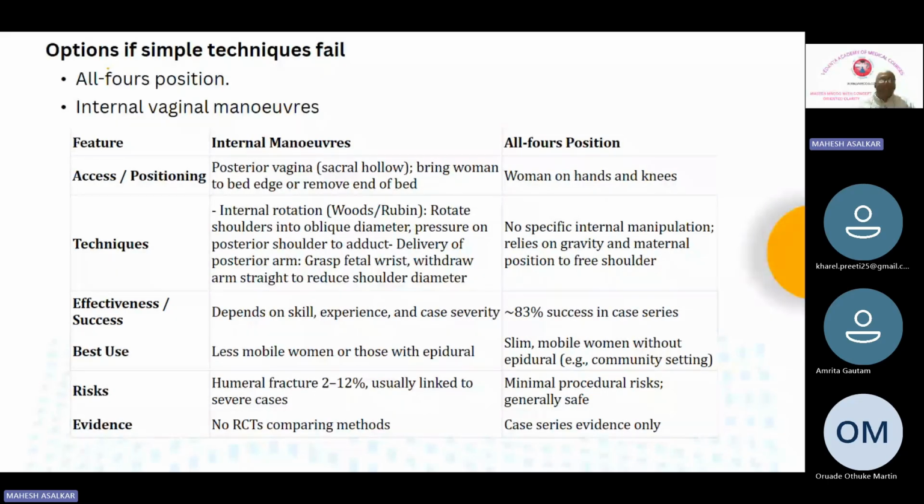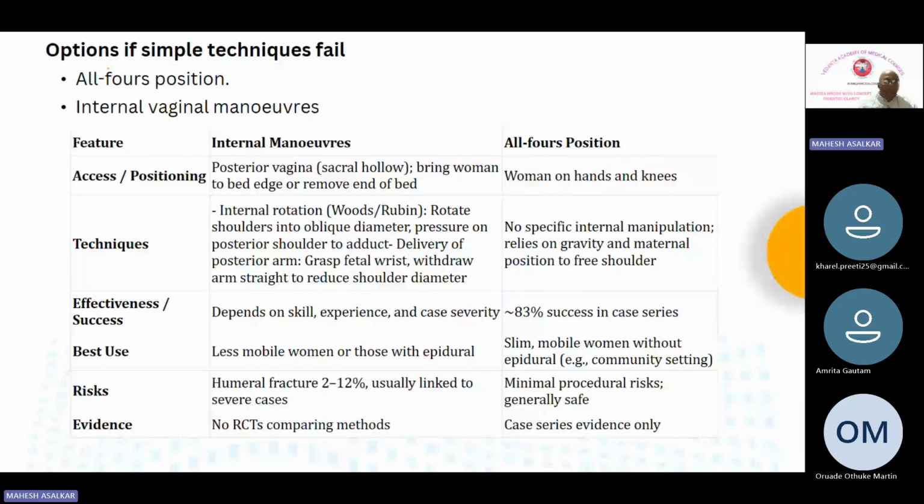Okay. What is the success rate of internal maneuvers? It depends on the skill and experience and case severity. While all four position has got 83% success in one of the series. So this can also be asked. Up till now they have said McRoberts 90%. Here what we have come across is all four position 83% success. Okay. Internal maneuvers can be used in less mobile women and those with epidural, but all four is difficult for those patients who have an epidural.